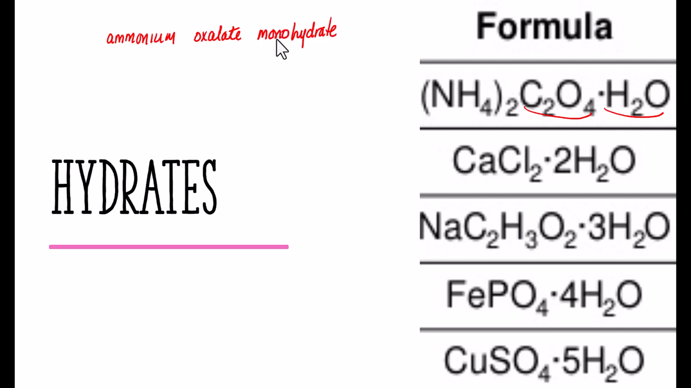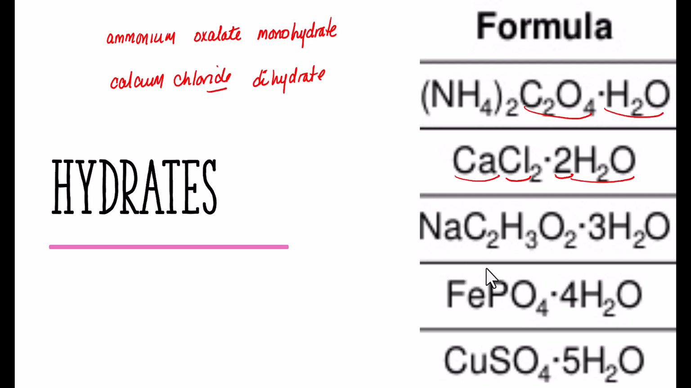The second one, Ca, we find the name of the metal and write it as is, that's calcium. Cl is a nonmetal, so we find it on the periodic table, drop the ending and add IDE, so this is chloride. Water again is hydrate. There are 2 of them, so this is dihydrate. Pause the video, finish the last 3, and then check your answer.